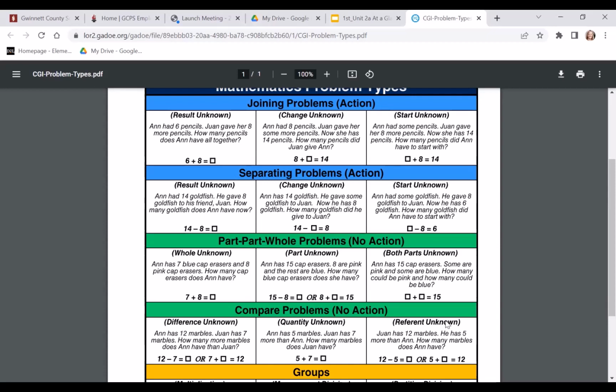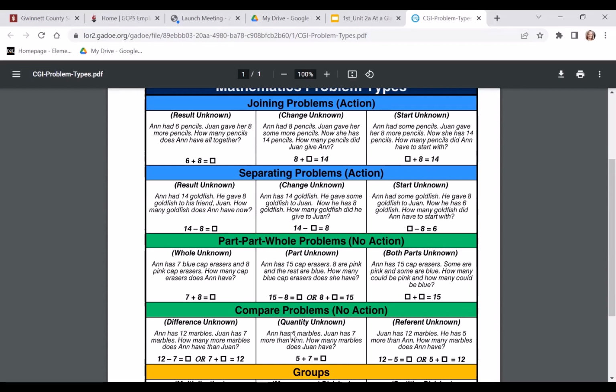We need to make sure we are mindful when we are describing the minus sign as minus and not as take away. Take away represents an action. So we want to make sure we're being really mindful about how we are representing our equations and verbalizing those to our students.